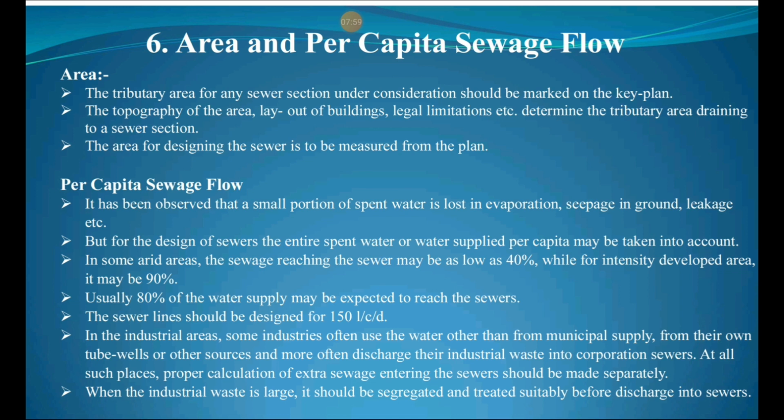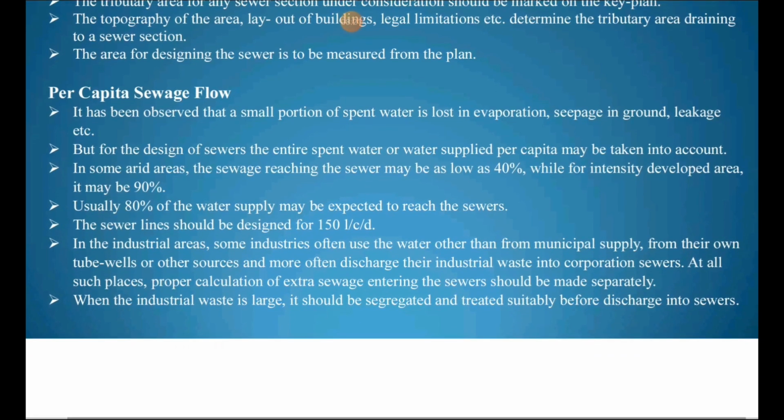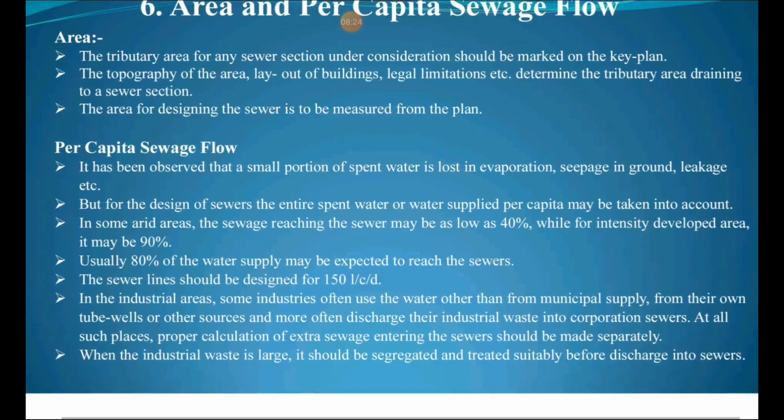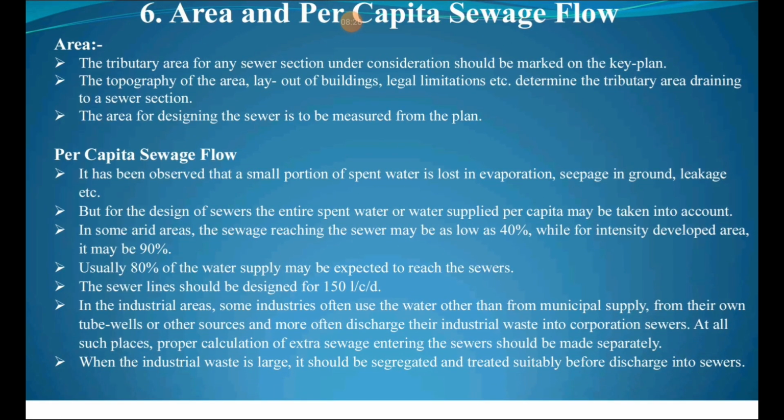In the industrial area, some industries often use water other than the municipal supply, from their own tube wells and other sources, and more often discharge their industrial waste into corporation sewers. At all such places, proper calculation of extra sewage entering into the sewers should be made separately. When the industrial waste is large, it should be segregated and treated suitably before discharging it into the sewers. That is very important.